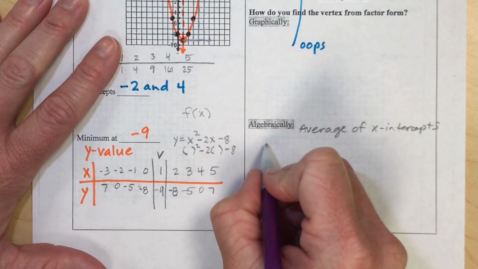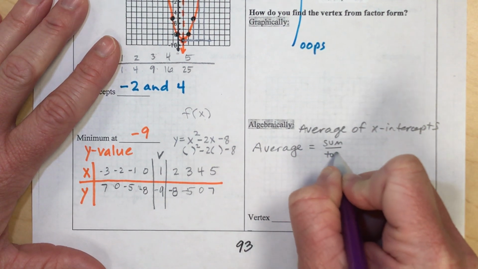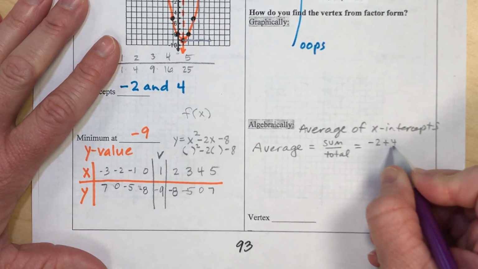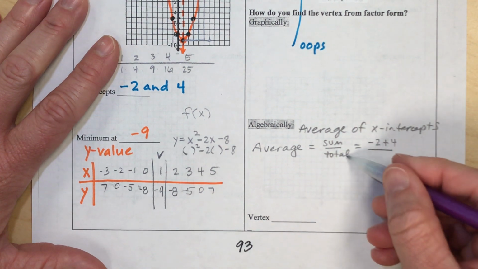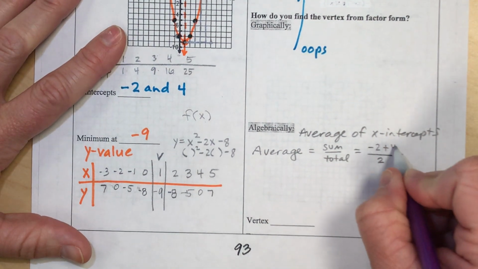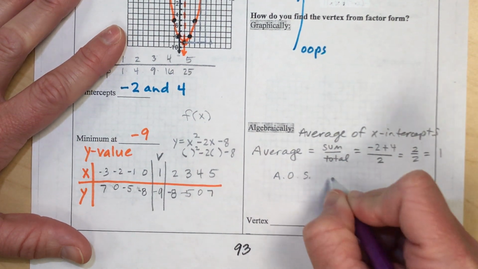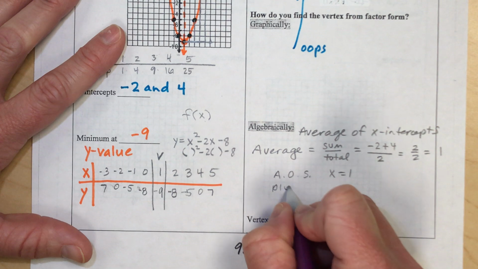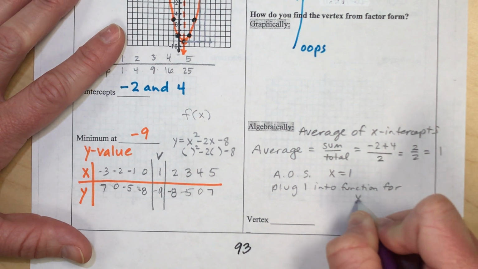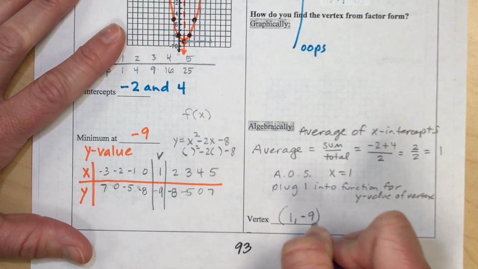So our average is the sum divided by the total. So we had -2 plus 4. Those were our two intercepts. I'm adding them together, and then I'm going to divide by the number of things that I had. So two x-intercepts, and this would be 2 divided by 2, which is 1, and that was our axis of symmetry. The middle was 1. And then you plug 1 into the function for the y value of your vertex. So we got 1, -9. We already did that up here.